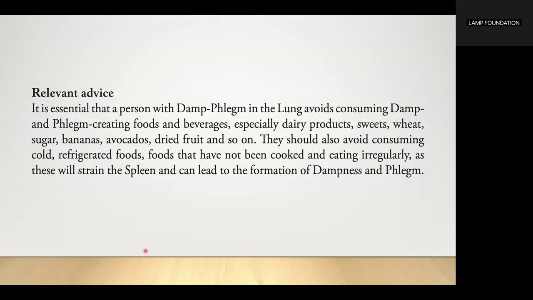phlegm-creating foods and beverages, especially dairy products, sweet, wheat, sugar, bananas, avocados, dried fruit, and so on. They should also avoid consuming cold refrigerated foods, foods that have not been cooked, and eating irregularly, as this will strain the spleen and can lead to the formation of dampness and phlegm.